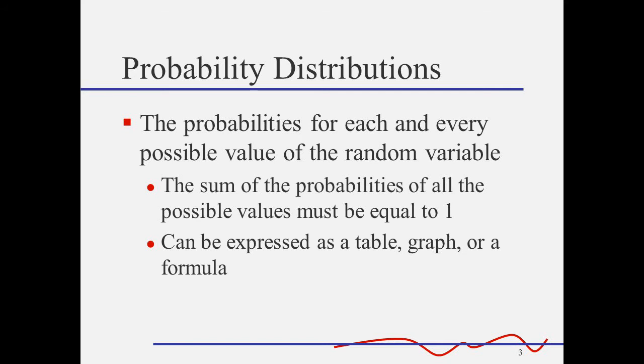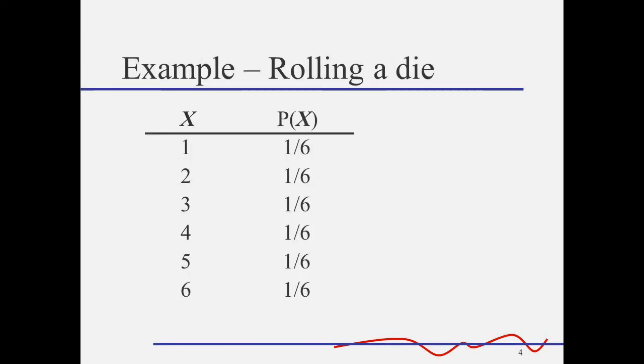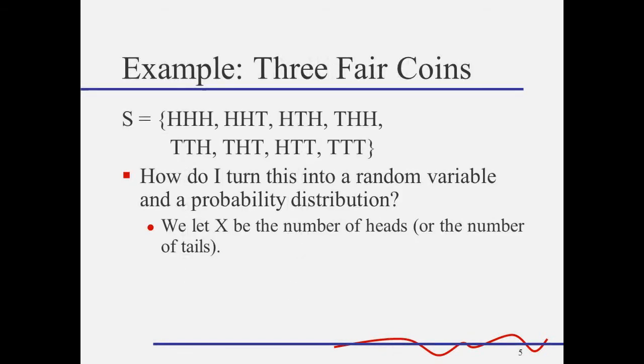Probability distributions can be expressed as a table, a graph, or a formula. For discrete random variables, because the values are listable, we will very often list them in a table. Here's an example. If we're rolling a fair 6-sided die, the number we get could be 1, 2, 3, 4, 5, or 6. And every number has a probability of 1/6 of coming up on a die, so this is a discrete probability distribution.